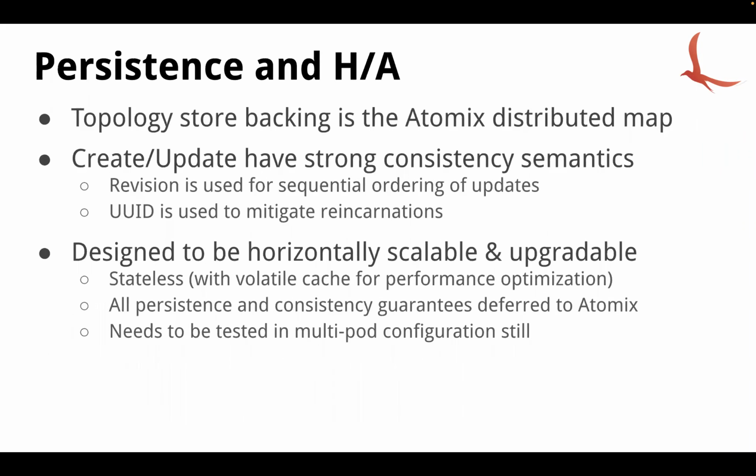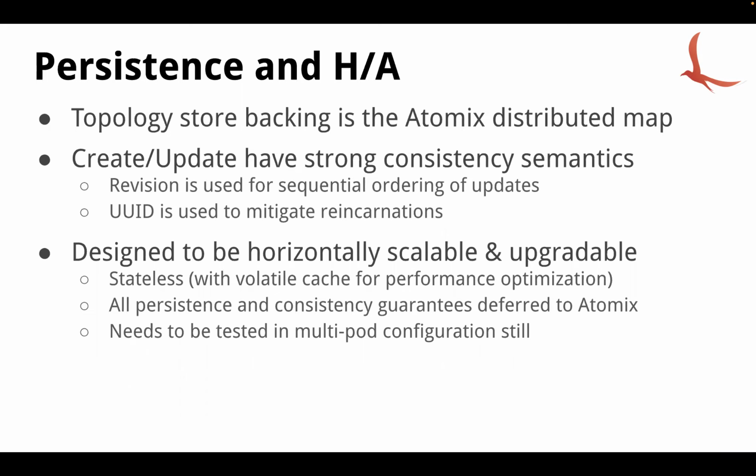Okay. So on the backend, the topology store is using Atomix's distributed map primitive. All of the operations have strong consistency semantics, meaning, like Jordan pointed out, the revision is used to make sure that the updates are done in sequential order. Also, the internal UID is used to mitigate reincarnations. So, for example, if you delete an object and recreate it, you can actually distinguish that this is a different object because it'll have a different UID.